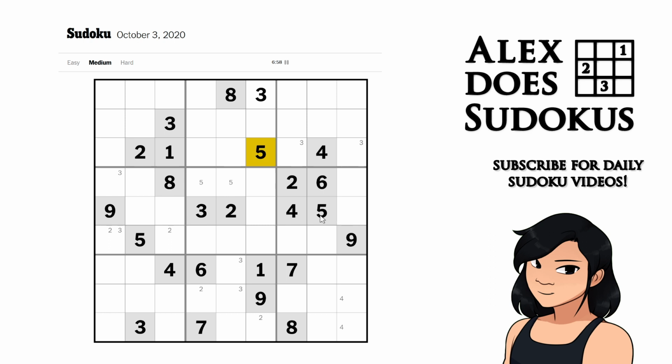But can it interact with these 5s in any interesting ways? That leaves me 3 possible candidates, and the 5s on their own don't do anything, so that's the only pencil markings that we can put down with the 5s. So let's have a look at 6s.